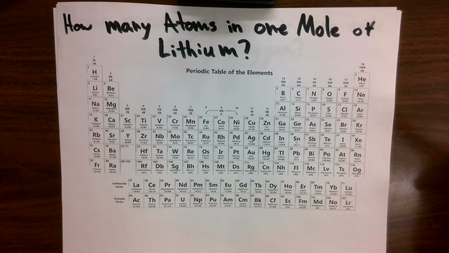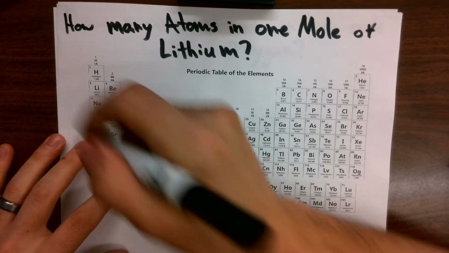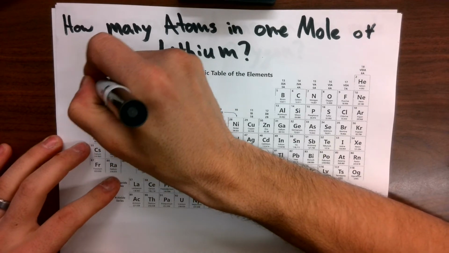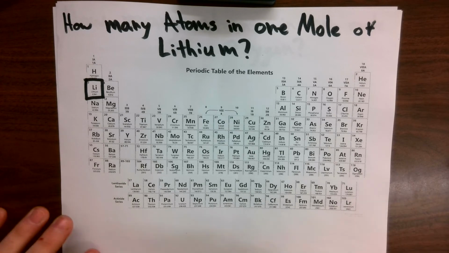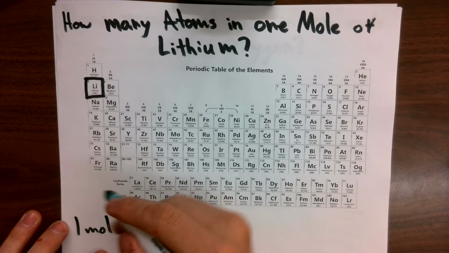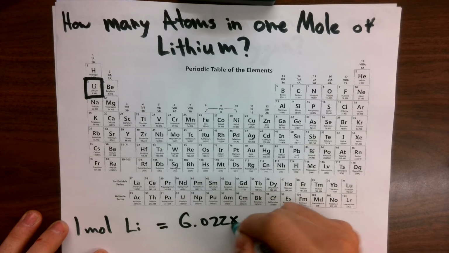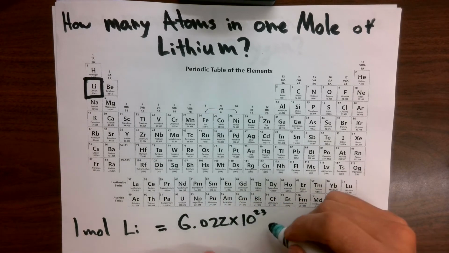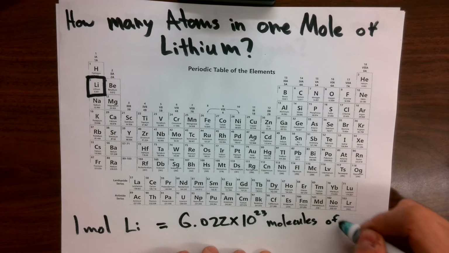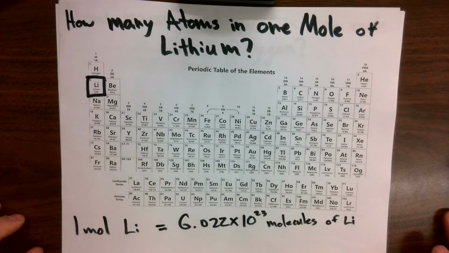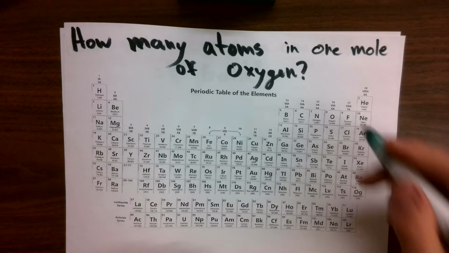So let's give it a practice. It works a little bit better in practice. Okay. So how many atoms are in 1 mole of lithium? Well, I find lithium right here. How many atoms are in 1 mole of lithium? Well, 1 mole of lithium is equal to 6.022 times 10 to the 23rd molecules of lithium. Okay, I'm not going to explain it yet. I'm going to do 2 more because I want you to see what I'm putting down here.